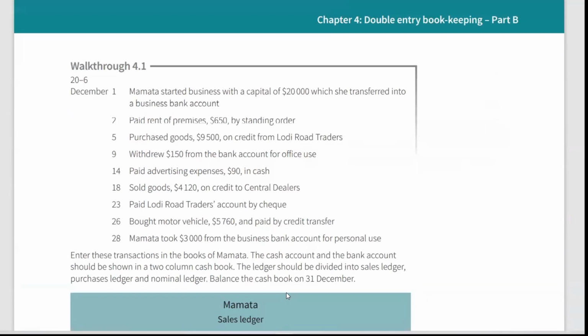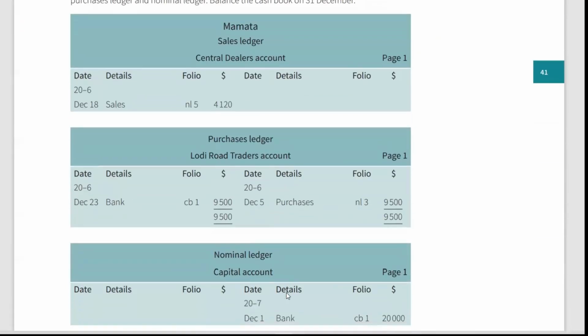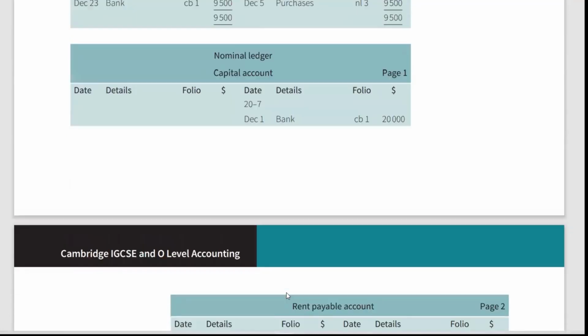Okay, walk through 4.1. Here they'll show you an example of what a cash book looks like. Mamata started business with a capital of 20,000, which she transferred into the bank account. Okay, 20,000 capital, two accounts involved are the capital account and the bank account. Capital account is credit. We learned that in the last class and the one before that and the one before that. Capital account is going to be credit because that's the nature of the capital account.